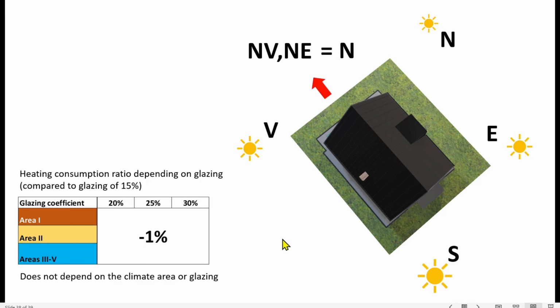As you can see, increasing the glazing coefficients in the east, west, northwest, northeast, and north orientation does not bring significant changes in heating consumption.